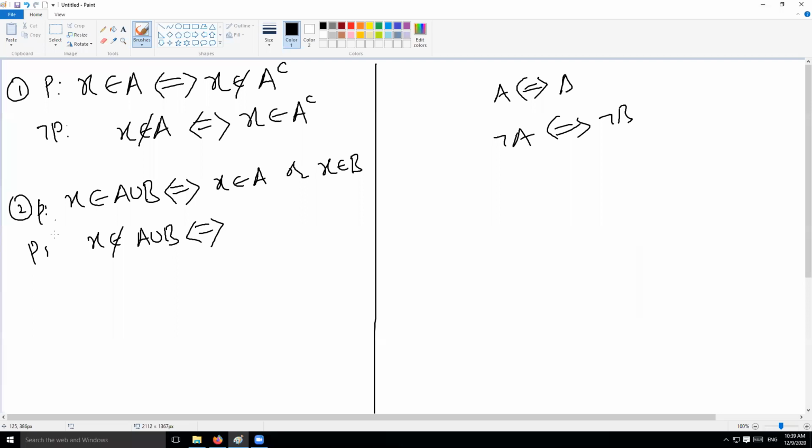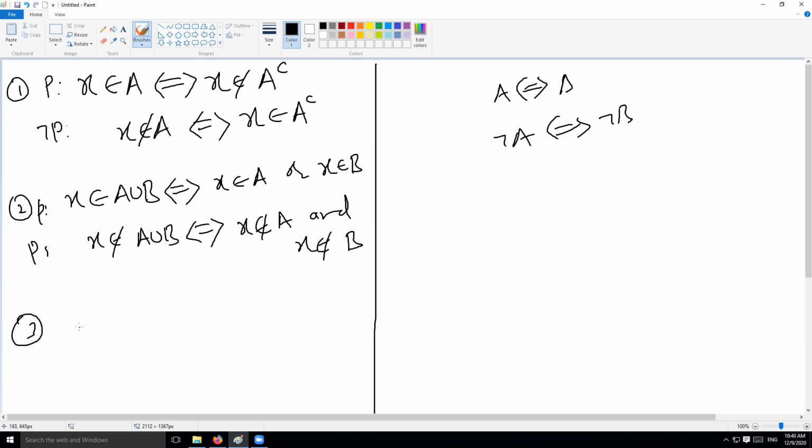So if X belongs to A union B is equivalent to X belongs to A or X belongs to B, then X does not belong to A union B is equivalent to the negation, which is X does not belong to A and X does not belong to B. We have discussed all this in detail actually. These are the statements equivalent to each other, and these are the negations that are equivalent to each other. When I'm saying that X does not belong to A union B, this means that X is not in A and X is not in B. And if X is not in A and X is not in B, then this means that X does not belong to A union B.